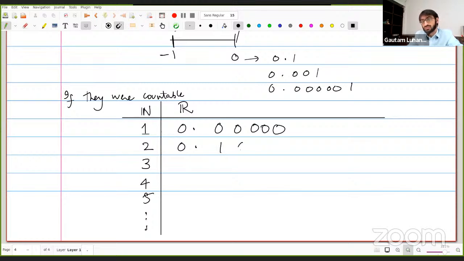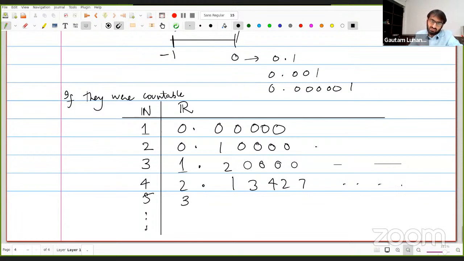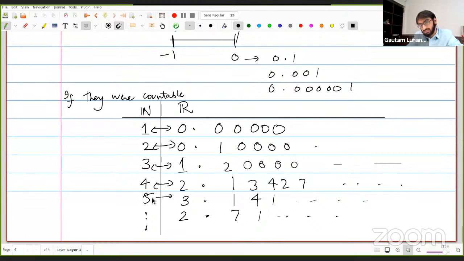and the second number could be 0.10000, and so on, or 1.20000, and so on. 2.13427, and so on. And you have your pi in here as well, and you have your e in here as well, 2.17, 2.71, and so on. If it was possible to count them, then there must be some list that you could make, that these are all the real numbers.